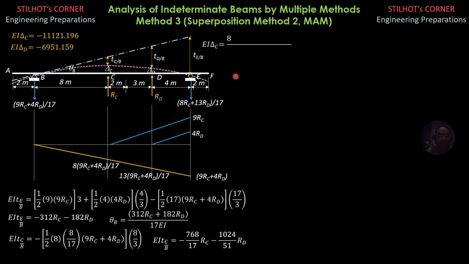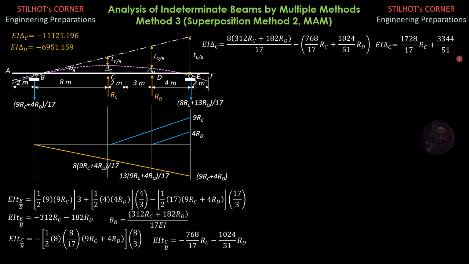So EI delta C is positive, the absolute value of 8 times theta B, then minus the absolute value of the deviation of C relative to B, which are now treated as positive here. That would be equal to 1728 over 17 RC plus 3344 over 51 RD.